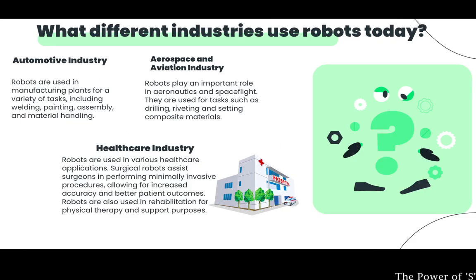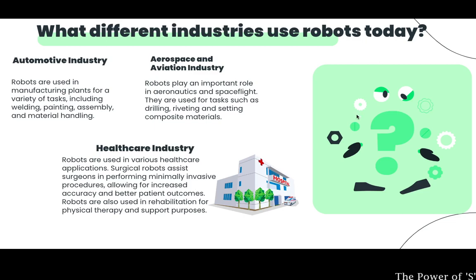Now, what different industries use robots then? So that brings us to the next point, types of robots. And look, the funny thing is, we're only 27 pages in. We have half more to go. So let's keep this rolling. What different industries use robots today?